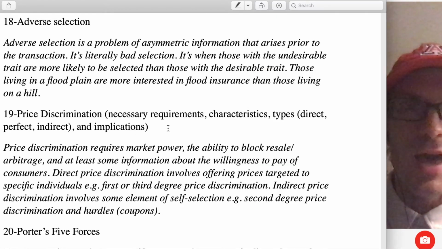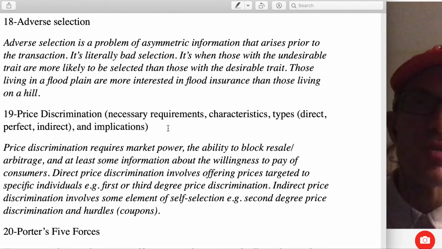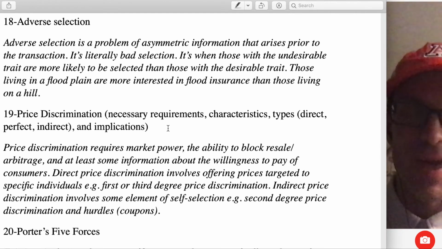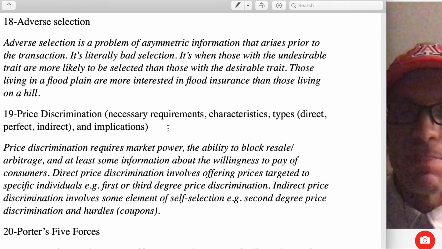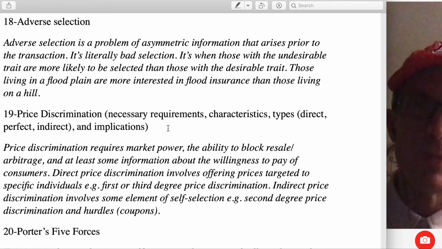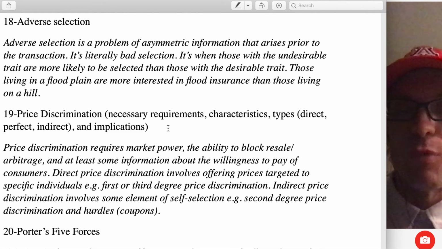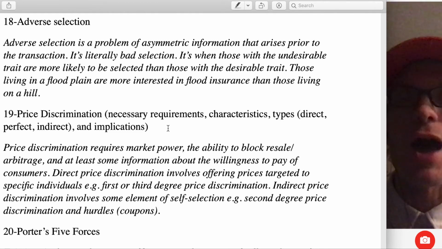Okay, and adverse selection is a problem of asymmetric information that happens prior to the transaction and actually can keep the transaction from happening in the first place if market participants are sufficiently worried about the adverse selection problem. Now, as a matter of fact, worries about moral hazard can keep the transaction from happening, but what separates adverse selection from moral hazard is specifically that it happens prior to the transaction, and it refers to bad selection.